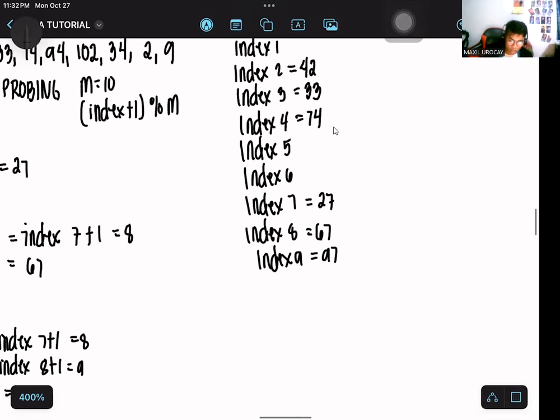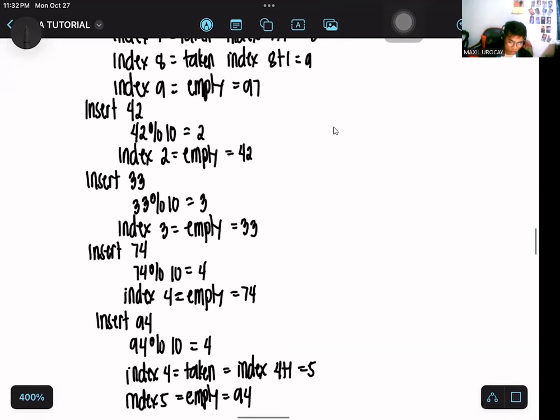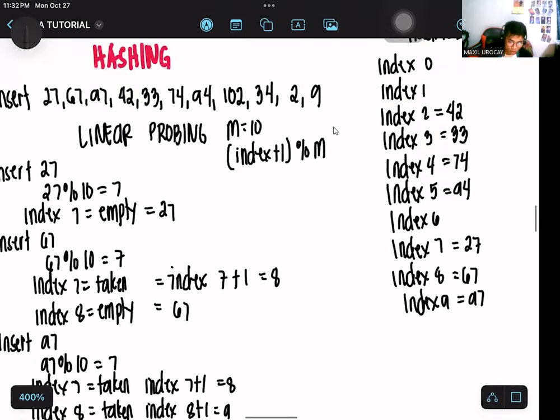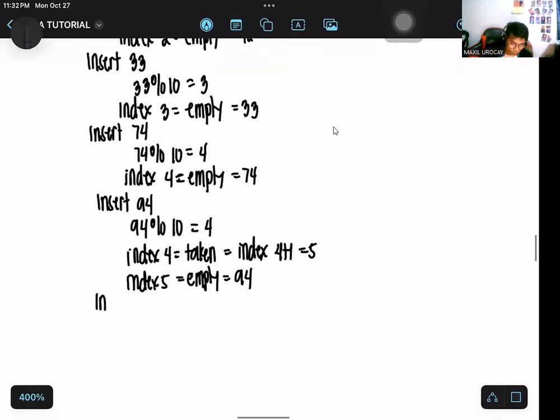So that's really so hard. Now, index number 6. No, no. Number 102. Insert 102. So 102 modulo 10: 102 divided by 10 will become 10. 10 times 10 equals 100. 102 minus 100 is 2. So therefore, we can allocate that in index 2.